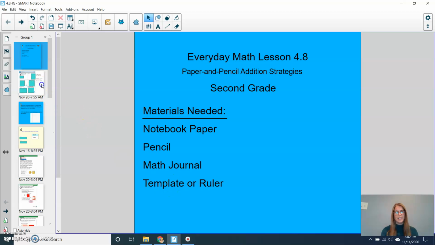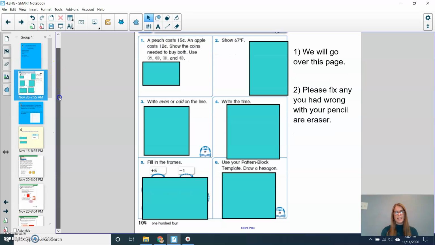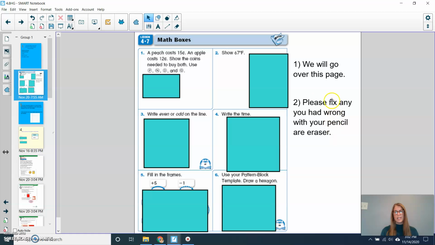Let's get started. The first thing that we're going to do is go over our math journal page from the previous lesson. So this is math journal page 104. If you're noticing that you have any mistakes, please fix those with your pencil and eraser. For question number 1, a peach costs 15 cents, an apple costs 12 cents. Show the coins needed to buy both.